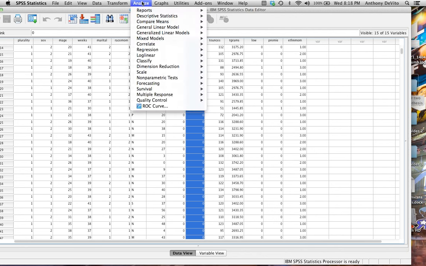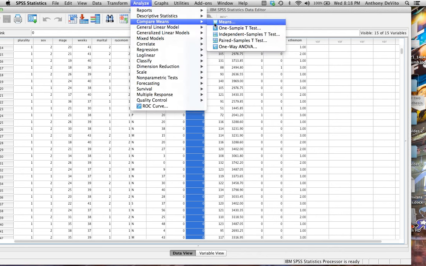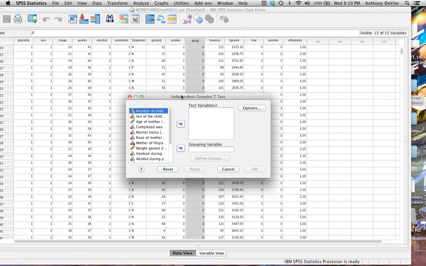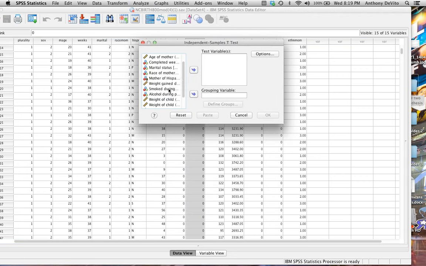So I'm going to go up to Analyze. I'm going to click on Compare Means. This time I'm going to go to Independent Samples t-test. Okay, so the variable I'm interested in is the weight of the child. That's what I'm finding the mean of. I'm going to do it in ounces, so we have it both ways. And the grouping variable, what I'm going to break those two up into, is whether the mother drank or not. Okay, and the mother, let's see, where is she here?